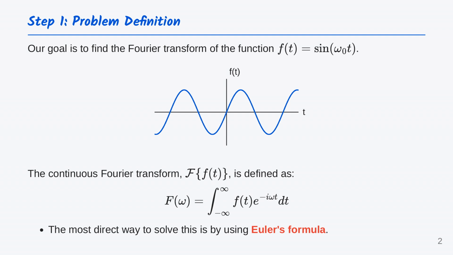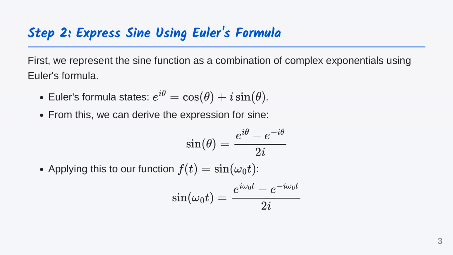Now the continuous Fourier transform, which we denote as F of omega, is defined as the integral from negative infinity to infinity of our function, f of t multiplied by e to the power of negative iota omega t dt. The most direct way to tackle this is by using a very powerful tool, Euler's formula. So for our second step, let's express our sine function using Euler's formula.